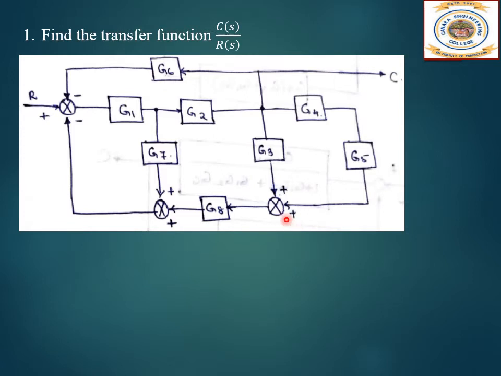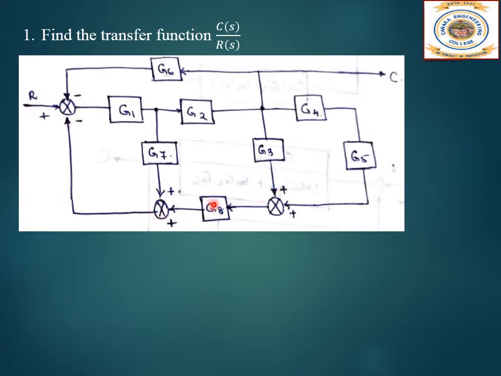Now after solving this, see what happens. This particular summation point will vanish because both the inputs have been solved, right? Now whole of this will be in series with G8. Then the connection will become like this. Now we have a summation point in the feedback path. I told you it's always better to have the summation point in the direct forward path from the input to the output. If it is so, then it is easier for us to solve. So we will combine this with this summation point.